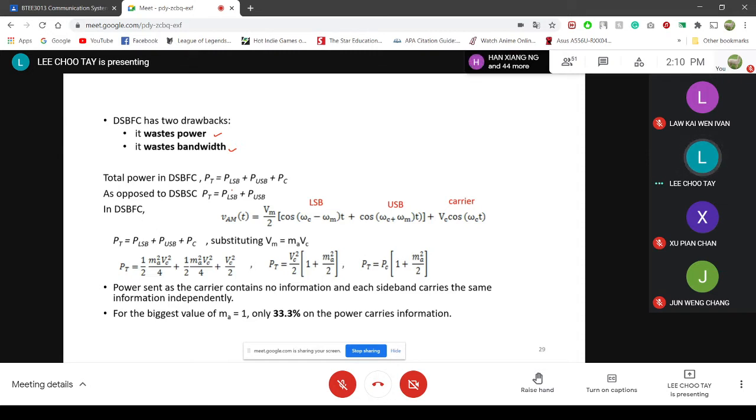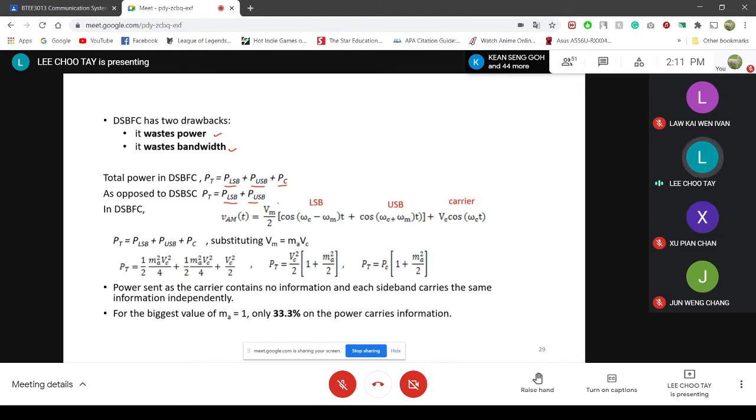Waste of power. So let's calculate the power. The total power in the double sideband full carrier signal is the power in the lower sideband plus the power in the upper sideband plus the power used to send the carrier signal along. For the double sideband suppressed carrier modulation scheme, the total power was used to send the lower sideband and the upper sideband only. We never send the carrier along. Okay, let's do a bit of calculation.